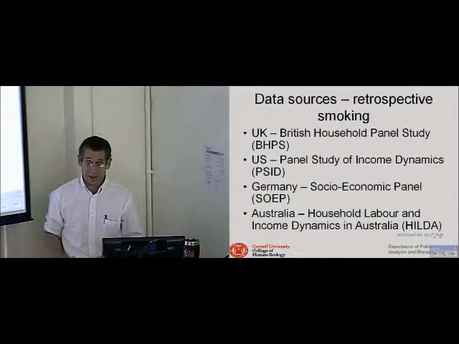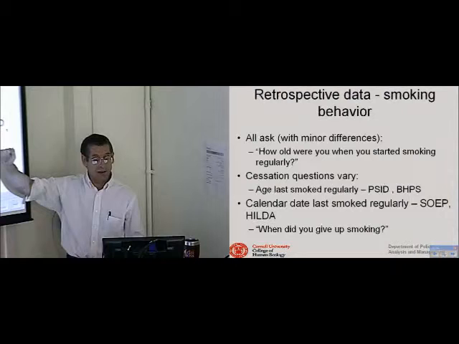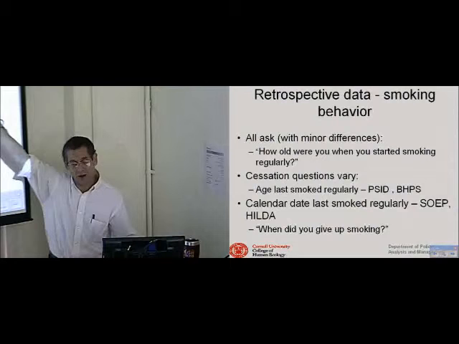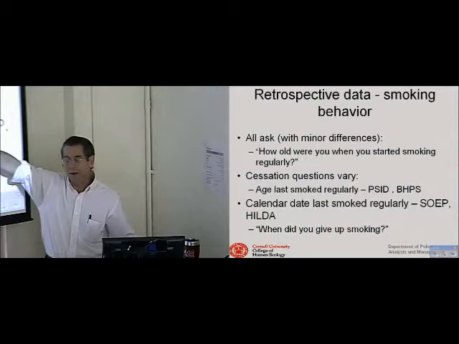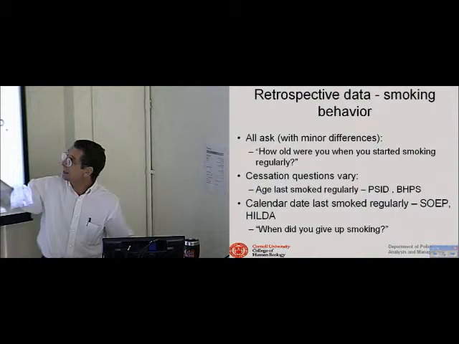So all of them asked this question. They differ in some ways, PSID, BHGS, on the cessation. They all ask the same thing on the start: how old were you when you started? For quitting, PSID and BHGS both ask at what age or how old were you when you last smoked regularly? And in SOEP and HILDA, they say in what calendar year did you quit?